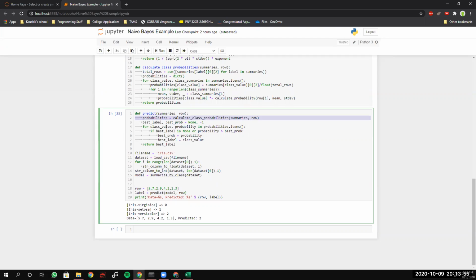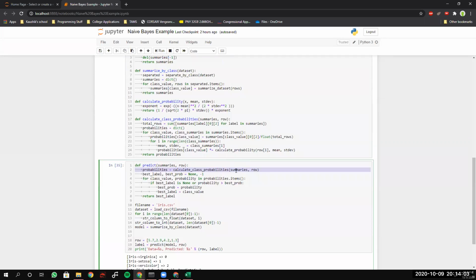And so the first thing you want to do is calculate the probabilities for each class. You can call this function by passing it the summaries and that specific row. What that'll do is, for every single class, calculate the probability that that class is the correct one. The first thing it's doing here is figuring out the total number of rows. Then you're making that dictionary, right? And I think we did go a little bit over this function earlier.